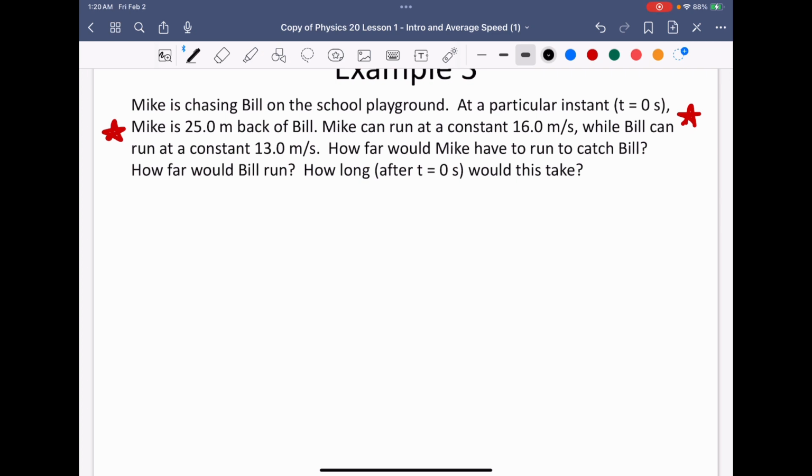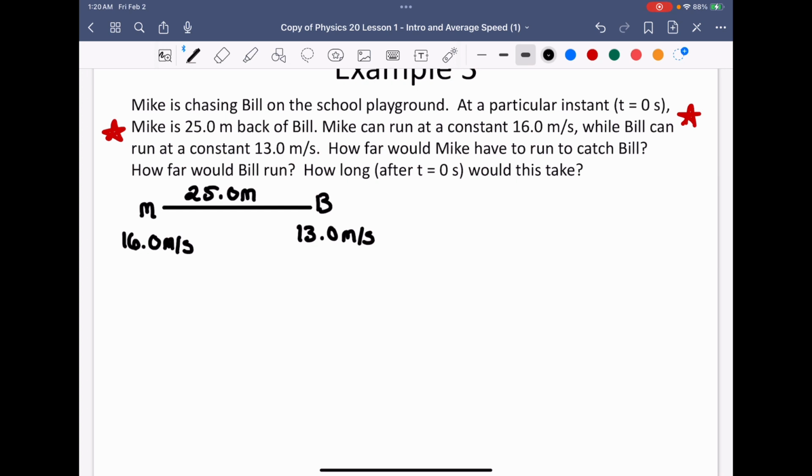Mike is chasing Bill on a school playground. At the particular instant in which we call time 0, Mike is 25 meters back of Bill. So I'm going to fill out Mike and Bill, draw a line between them, and label that this is a distance of 25 meters to start. Mike can run at a constant speed of 60 meters per second. So the person trailing can run at a faster speed, and Bill, who's slightly in front, runs at a decent speed, but just slightly less.